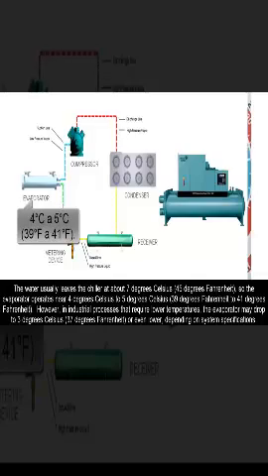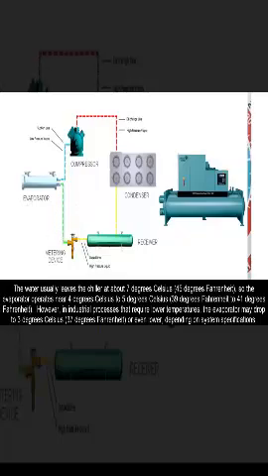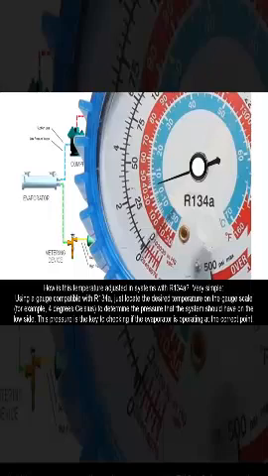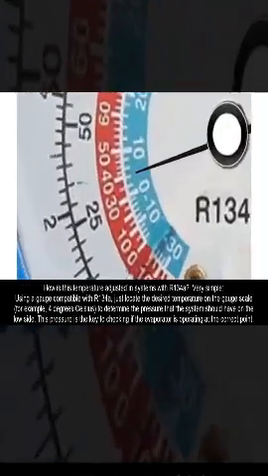However, in industrial processes that require lower temperatures, the evaporator may drop to 3 degrees Celsius, 37 degrees Fahrenheit, or even lower, depending on system specifications. How is this temperature adjusted in systems with R134a?